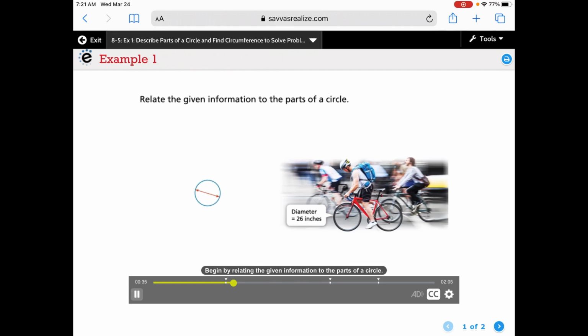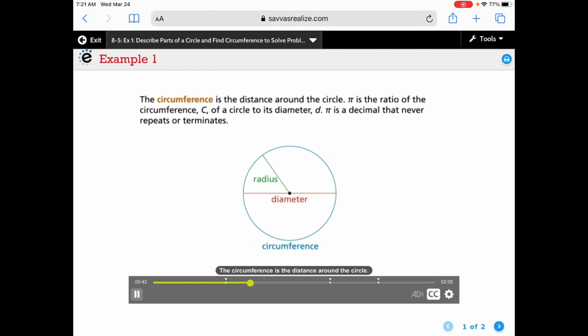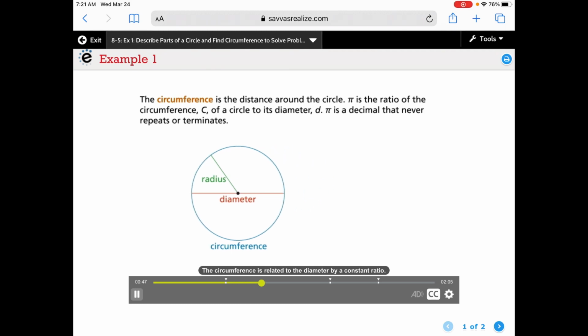Begin by relating the given information to the parts of a circle. Alright, so all the way across is diameter. Halfway across from the midpoint to the outside of the circle is radius. The circumference is the distance around the circle. The circumference is related to the diameter by a constant ratio. We use the Greek letter pi to represent this ratio. Pi is the ratio of the circumference C of a circle to its diameter d. Multiply both sides of the equation by d to express the relationship as a formula for the circumference. C equals pi times d.